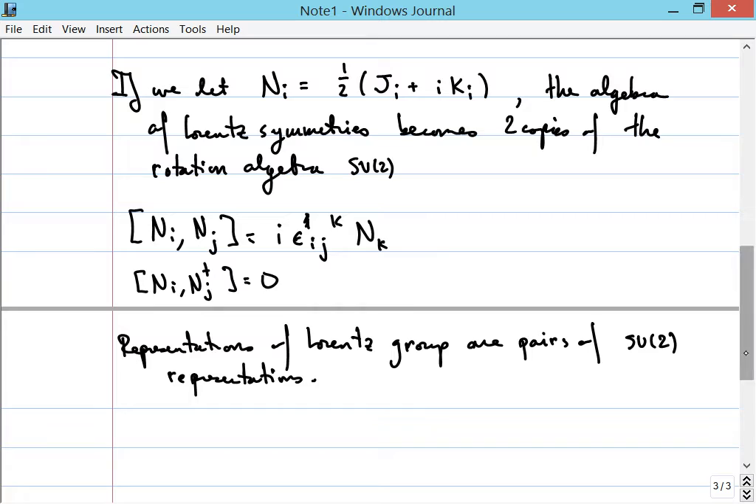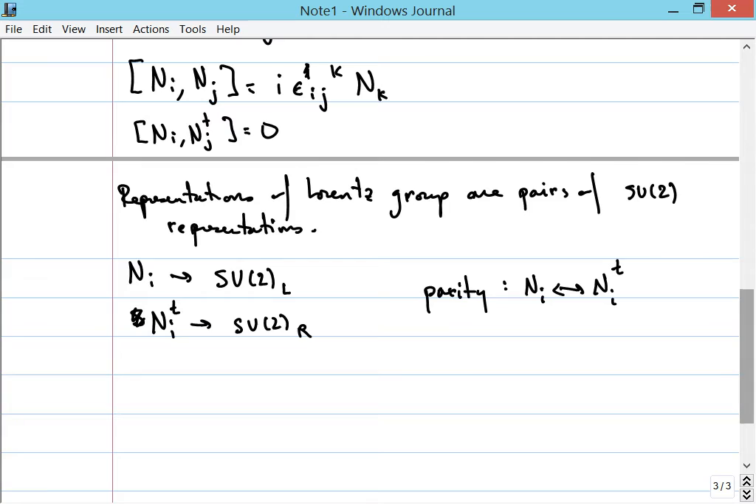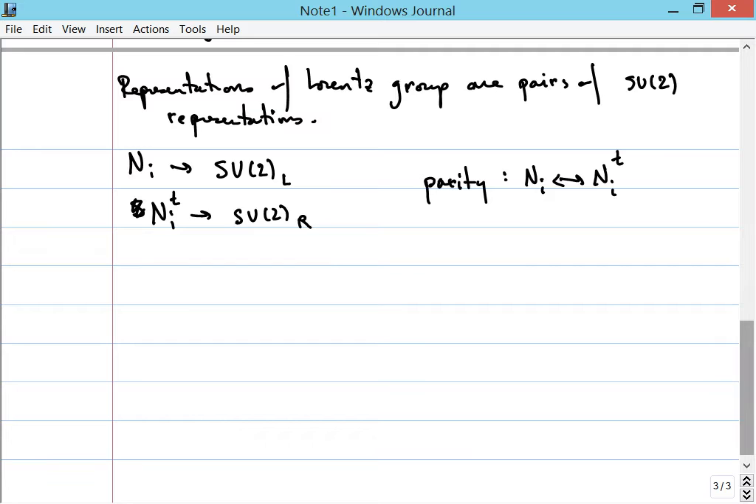So what we usually do is give a name to these two rotation algebras. We call the N's the generators of SU2 left, and the N daggers the generators of SU2 right. One thing to note about this expression is that the parity transformation x goes to minus x takes J to itself but takes K to minus K. So parity interchanges Ni and Ni dagger, and so it interchanges left and right. That's why we call them left and right. When you reflect things in a mirror, left and right get interchanged. And so this means that we can now understand completely how particles with spin are described in special relativity.